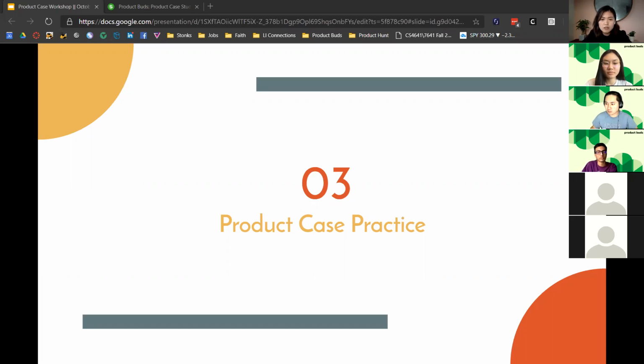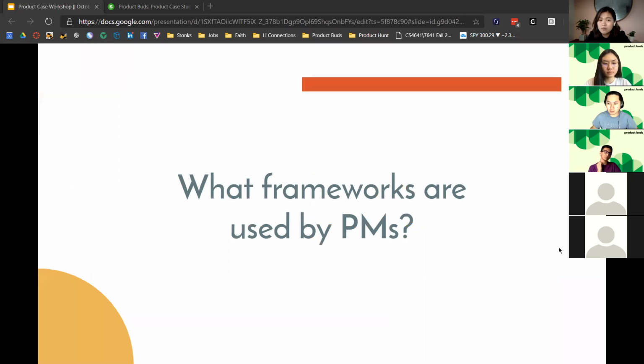Okay, so let's move on to the product case. Let's post in the chat. What are some of the frameworks used by PMs? What are some of the frameworks you guys have been using while prepping? Circles, yes. Thank you, circles. BUS. Can someone tell me what BUS stands for? Business users and solutions. Okay, that's a good one. Agile framework. Okay, cool. All really good ones. Let's keep going.